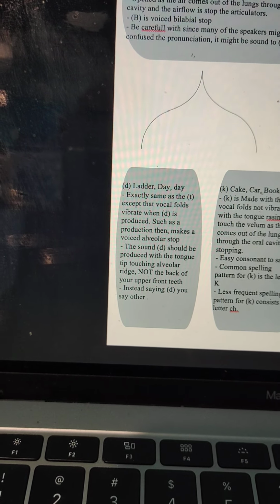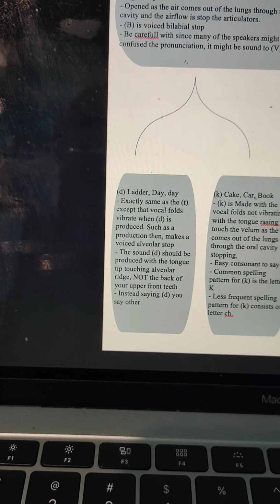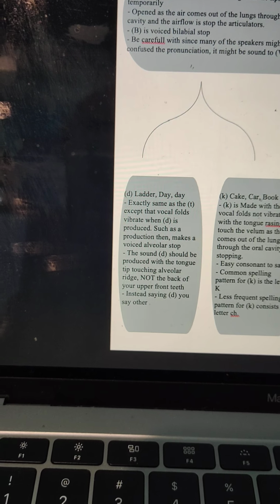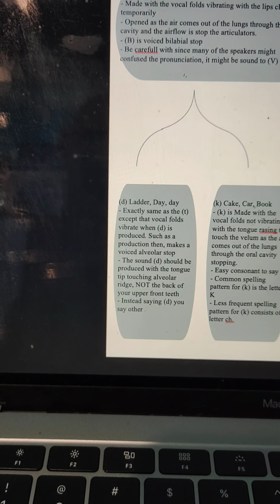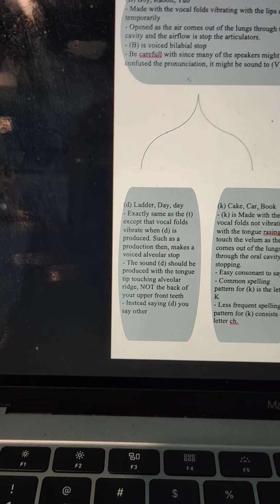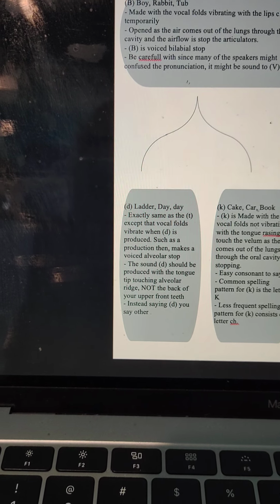The sound D should be produced with the tongue tip touching the alveolar ridge, not the back of the upper front teeth. For instance, instead of saying D, we are saying t, d, d.